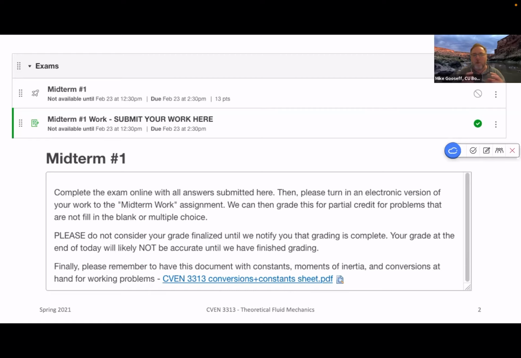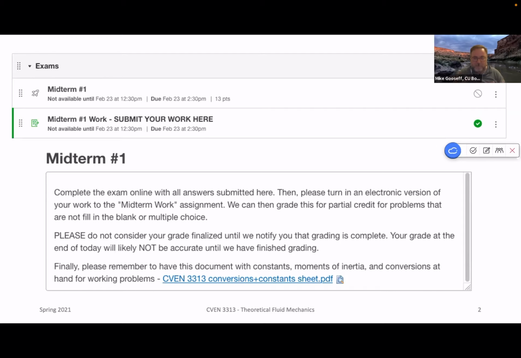The midterm 1, though, when you click on it, it will have these instructions. So complete the exam online, with the answers submitted to that part of it. And then here's another link to this file that has all of the stuff. So this is not a different link than the one I'm giving you.